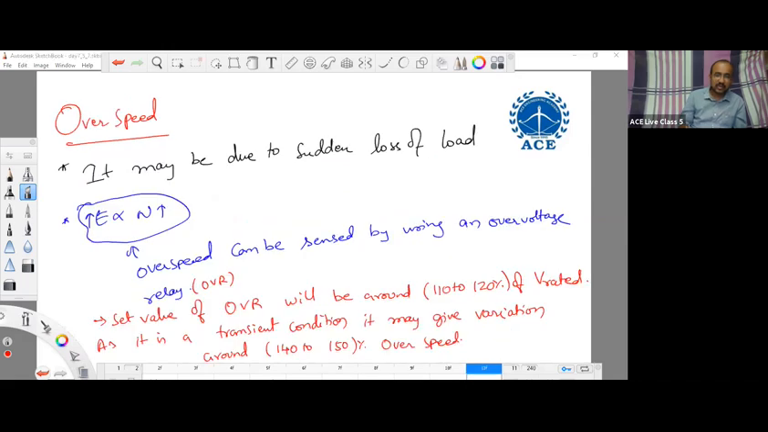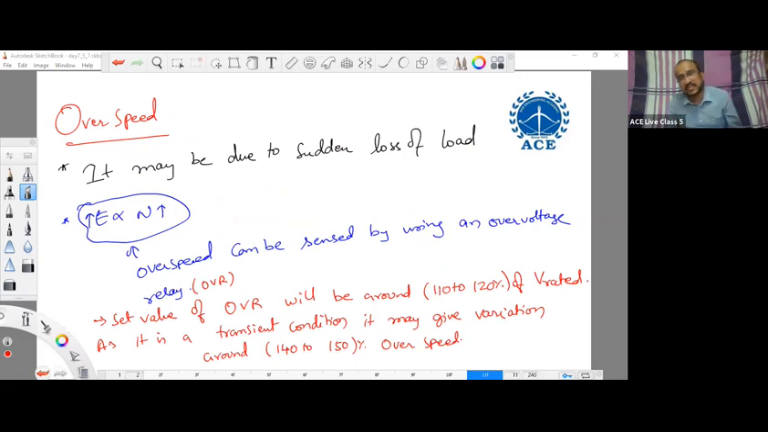Okay. So overspeed. Overspeed may be due to sudden loss of load. When overspeed takes place, the overall voltage also increases. Yes or no? So overspeed can be sensed by using an overvoltage relay. Generally, it will have a set value of 110 to 120% of rated voltage.